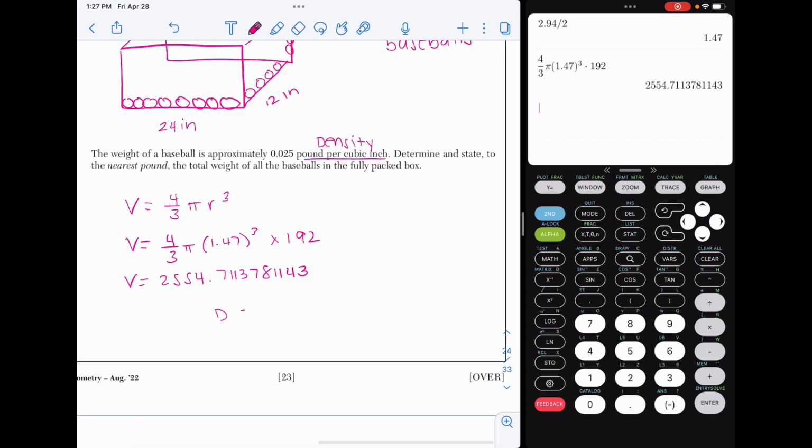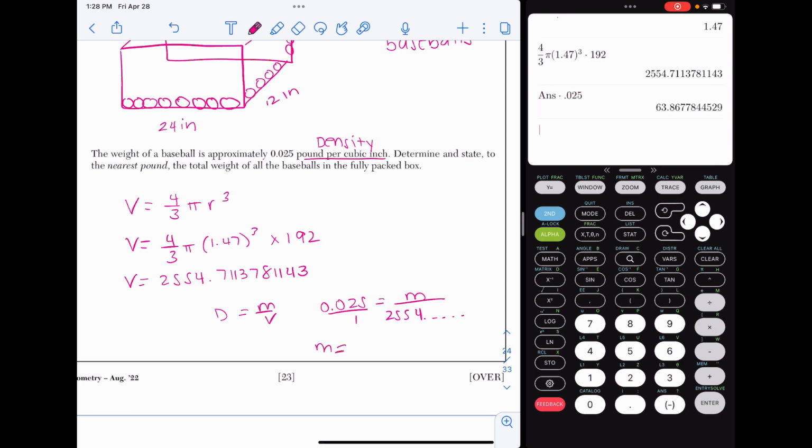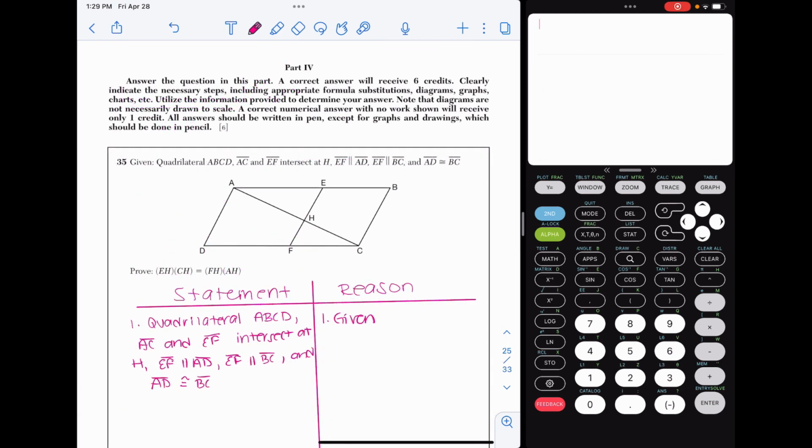And now let's work with that density. Density is mass over volume. So 0.025 is equal to the mass over that volume we just found. If I put that over 1 and cross multiply, here's what we get. And we're asked to round to the nearest pound, so the nearest whole number, and I get 64 pounds.